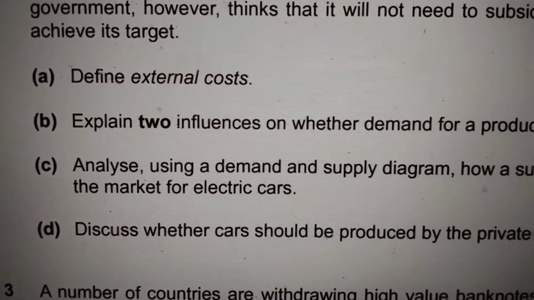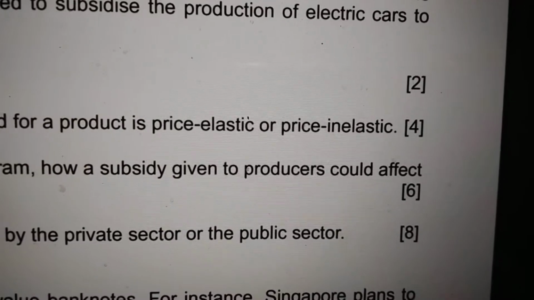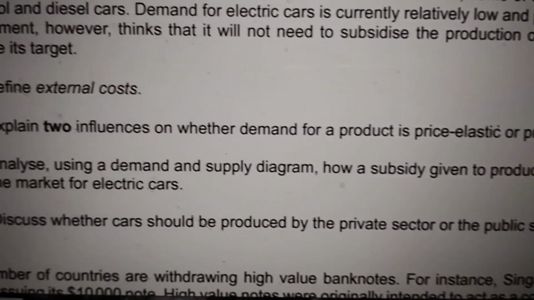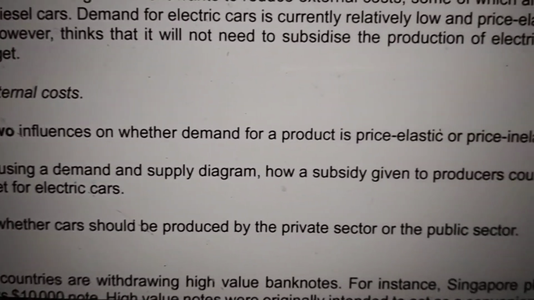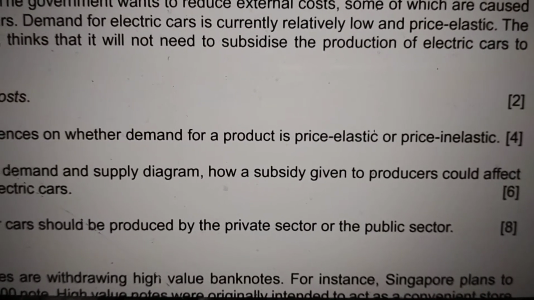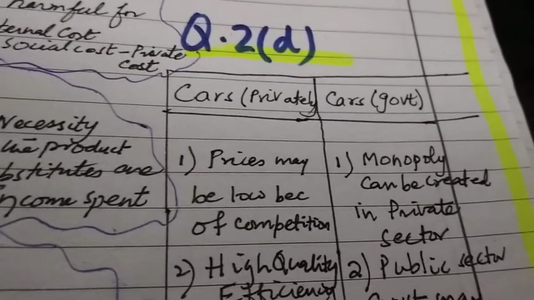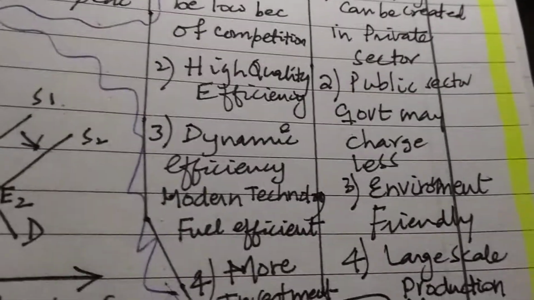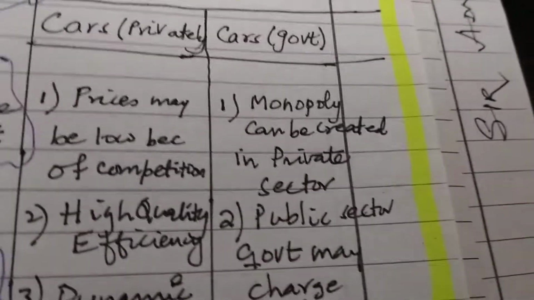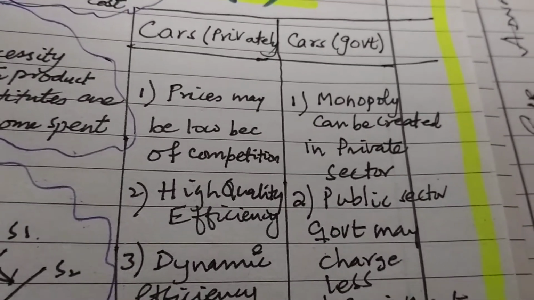Looking at part D now, discuss whether cars should be produced by the private sector or the public sector. This is for 8 marks. So I'm going to show you the notes which I did for you. It means that cars should be produced by the private sector. There are 4 points I have written over here, and 4 points against it means that the cars should be provided by the public sector, means the government sector.